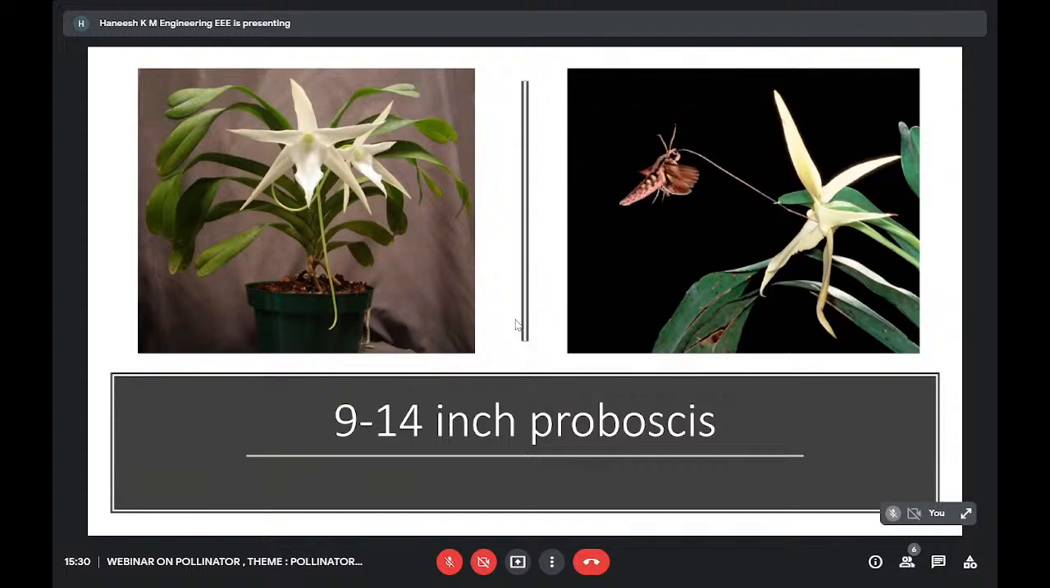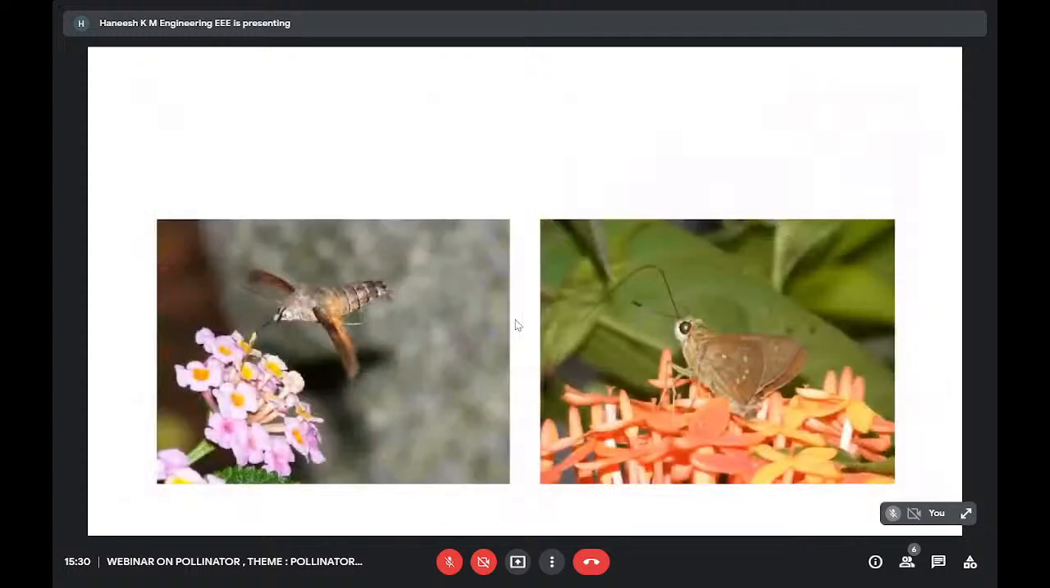So this is how flowers and pollinators co-evolve. They are helping each other. In most cases they will be co-evolving. Here are some more pictures.